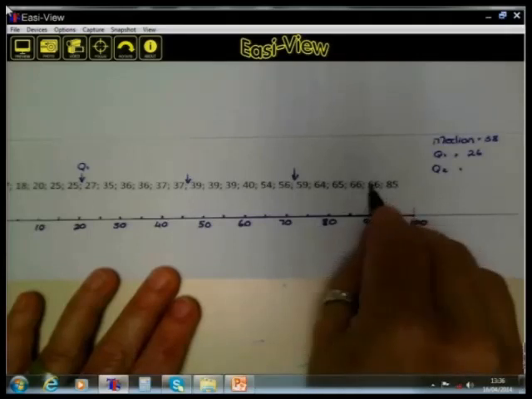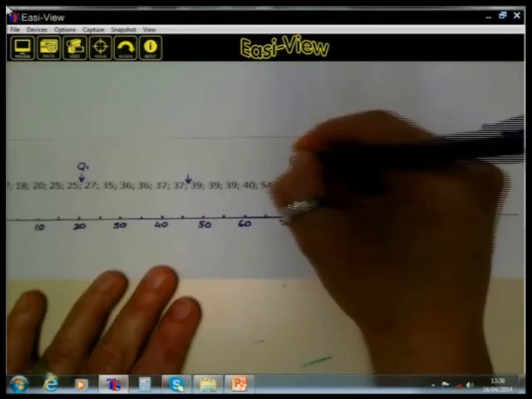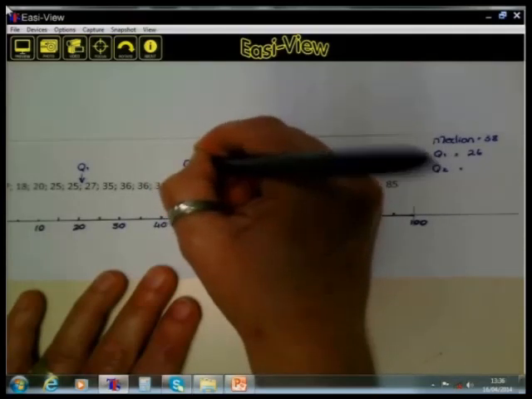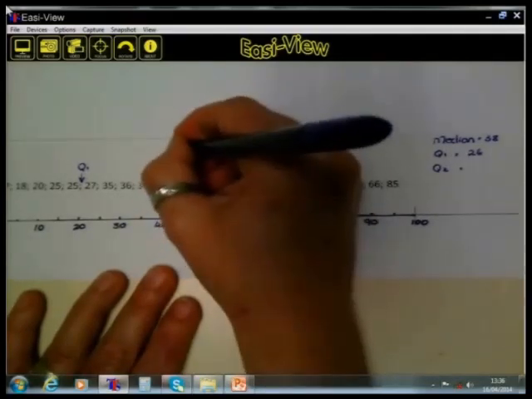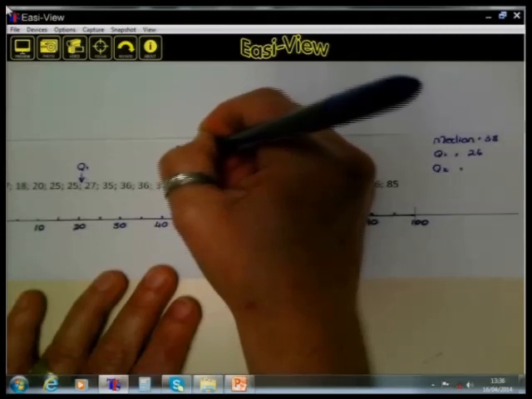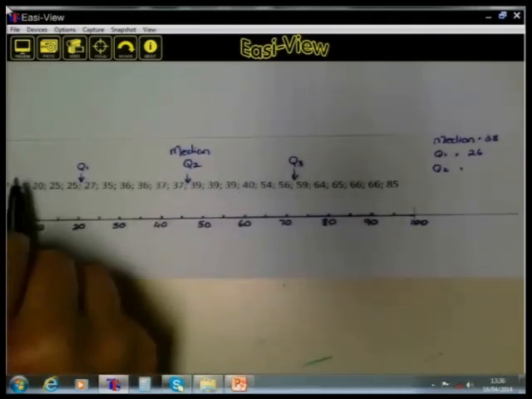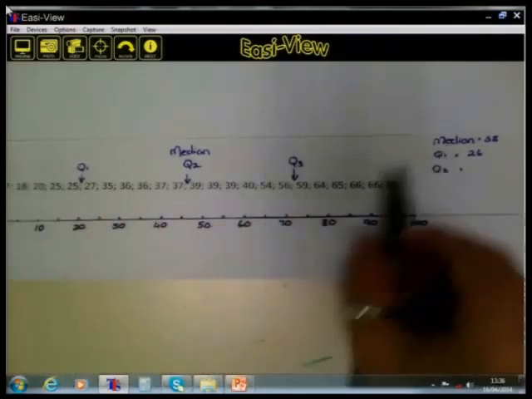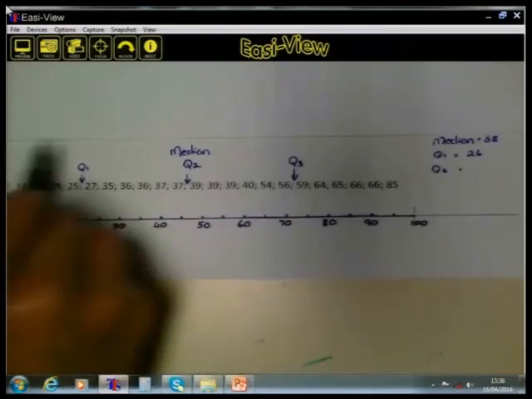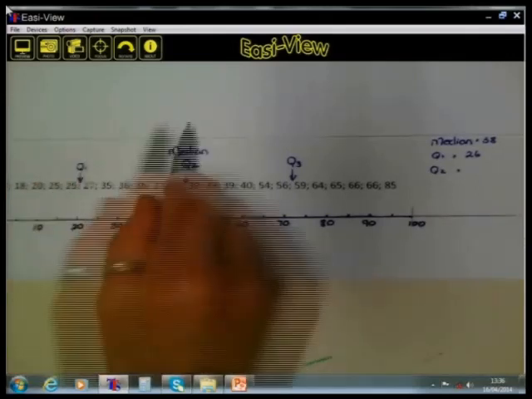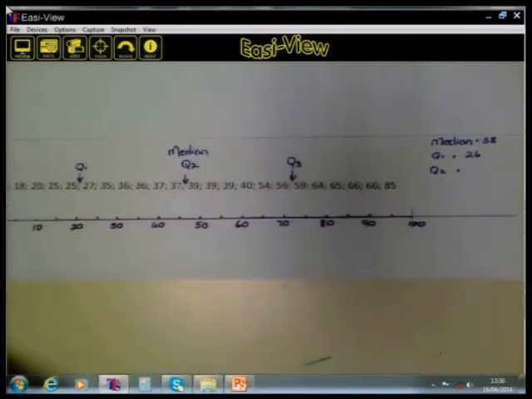And 1, 2, 3, 4, 5, 6 pieces of data. Can you see, if I write my Q3 there, I can call this Q2, but this Q2 is also called the median. Can you see that I have divided the data now into 4 equal groups? In each of these quartiles that I have here, I call them quartiles because it is in 4 equal groups.